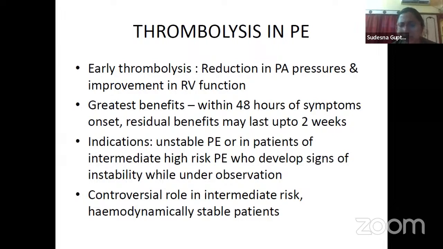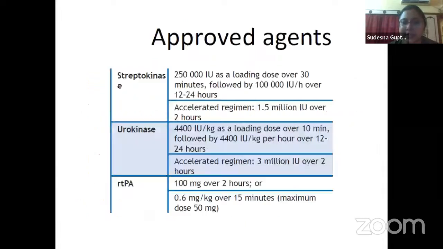But in intermediate risk, in a hemodynamically stable patient, we need to depend on the case-to-case individualized scenario. Approved agents for thrombolysis include streptokinase, urokinase, and rtPA. And the doses are as follows. In case of streptokinase, 2 million international units as a loading dose over 30 minutes, followed by 1 lakh international units per hour over 12 to 24 hours. So with urokinase and reteplase.